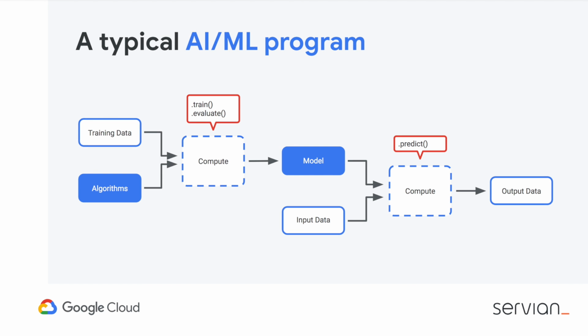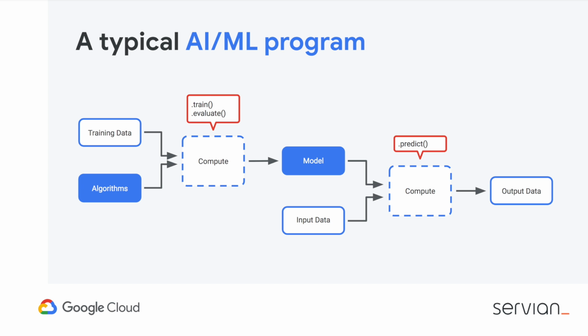Now, quite often if you look up the machine learning libraries, the machine learning part actually looks quite simple. You need to have your training data, and you just simply call a train function and an evaluate function, and you arrive at your model. And then off the back of your model, you can call a predict function, which takes your input data and gives you a prediction.